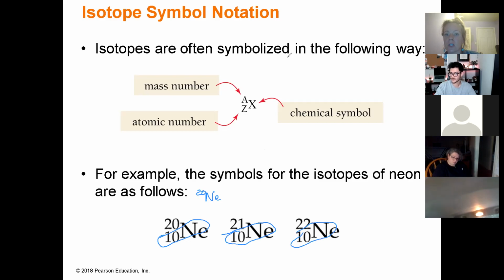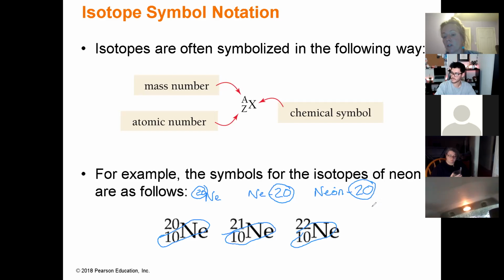These two things are always glued together. It's redundant information. So you may see it like this, or like this, or you could see it like this, neon dash 20, or sometimes they write it as neon, the full name, dash 20. So there's a couple different ways of seeing the isotope. All of these numbers are referring to the atomic mass, which is protons plus neutrons.